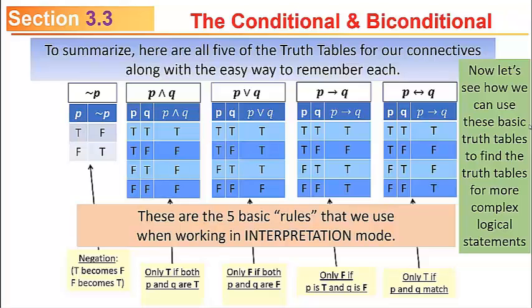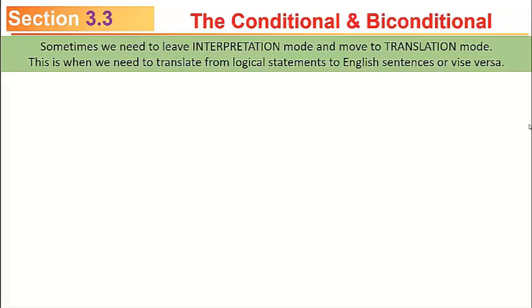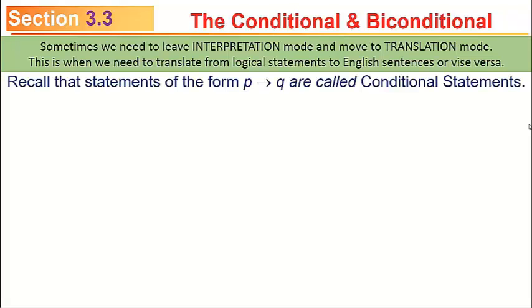Now let's see if we can take some more complex logical statements and apply what we've learned here to those statements. Sometimes we actually need to leave interpretation mode and move to translation mode, and this is when we need to translate from logical statements to English statements or vice versa. So let's practice that a little bit. Recall that statements of the form P implies Q are called conditional statements. Again, the implication, the arrow pointing to the right, has various names. Sometimes you call them if-then, you can call it an implication, you can call them conditionals.